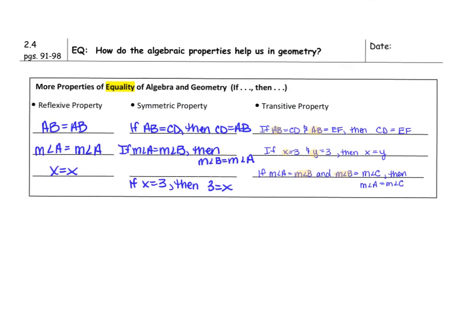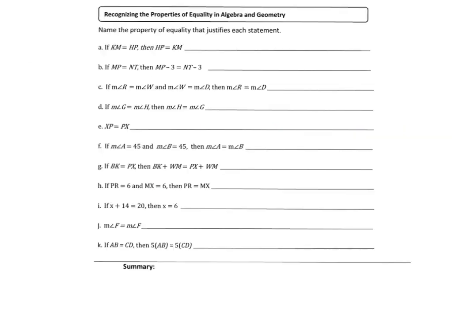So let's do some practice problems in identifying these properties. Let's look at letter A. If KM is equal to HP, then HP is equal to KM. All they did was switch the order. What property is that? That is going to represent the symmetric property of equality. We're going to start abbreviating property of equality as POE, so we don't always have to write this part out.